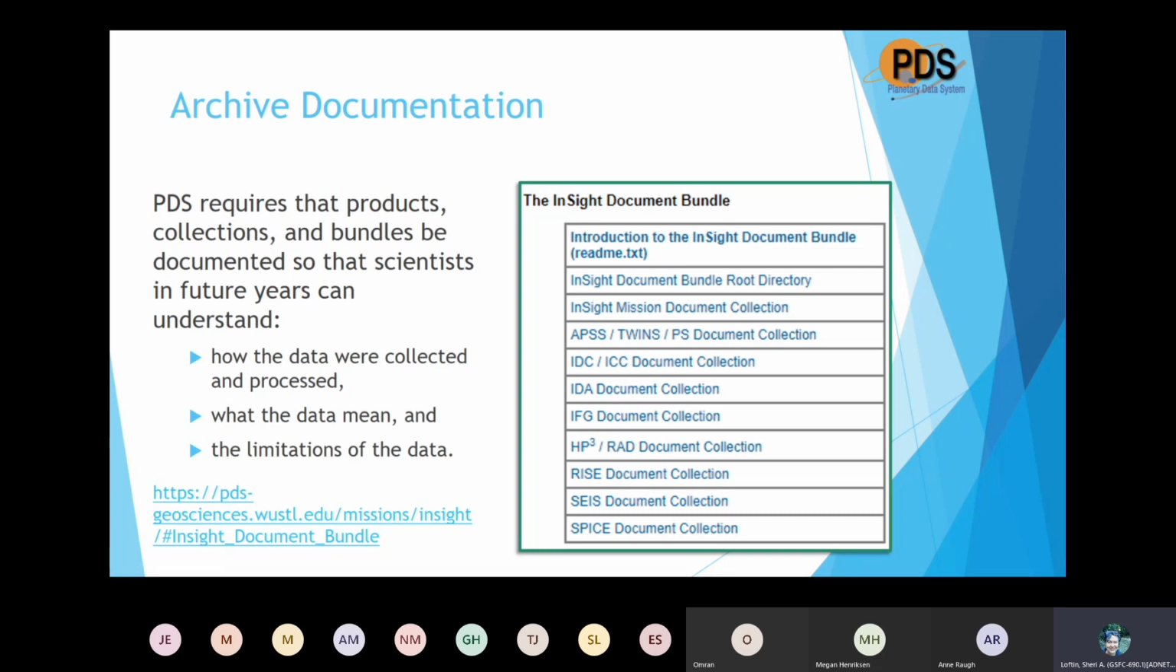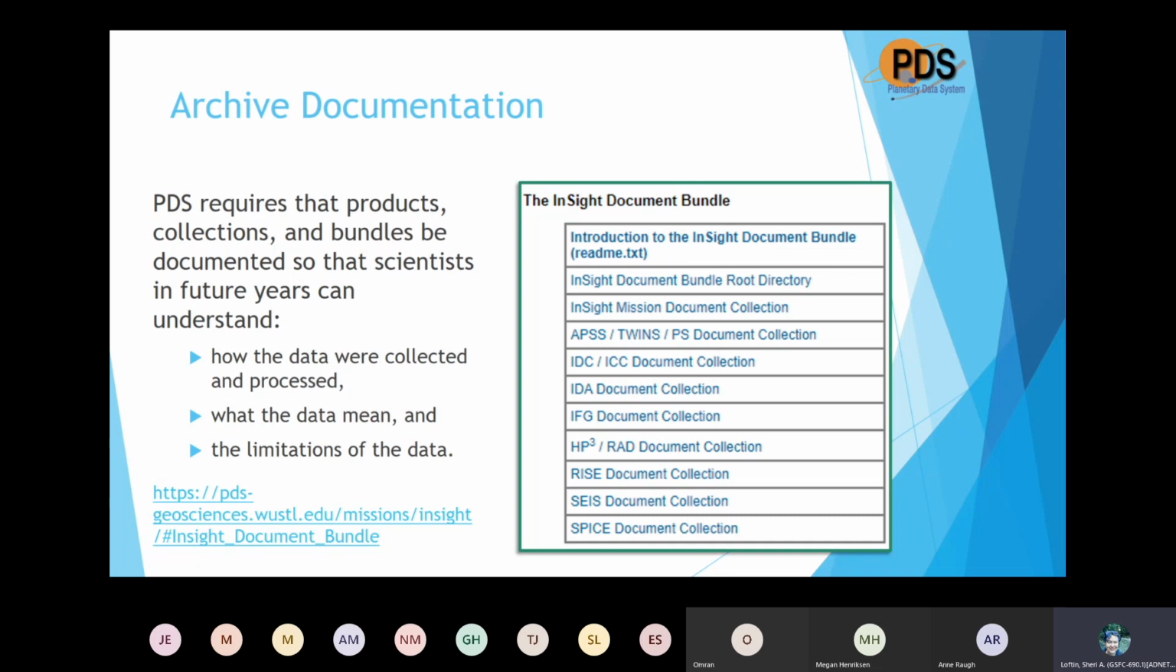So we need to know these things, because the scientists in the future may not be able to go back and ask you how the data were collected, how were they processed, what did the data mean, what were your goals, what is this data, and are there any limitations on your data? These are the kind of things that we really need to know. What were you studying? For InSight, what in particular about Mars were you studying? What was the point of this particular instrument on this particular mission?